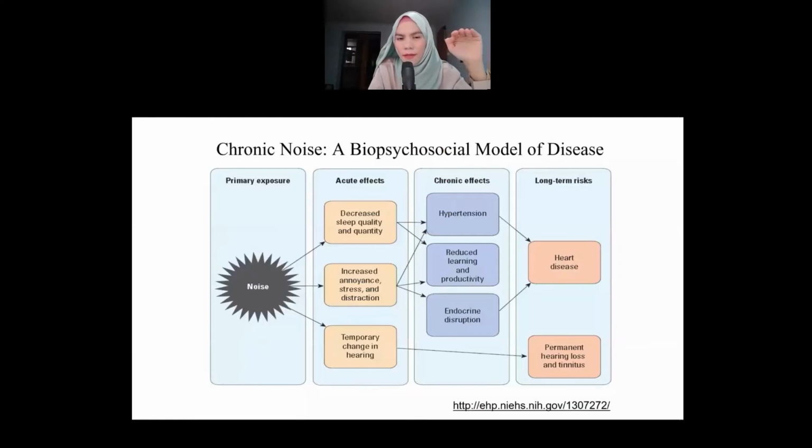Noise affects not only permanent hearing loss and tinnitus, but also heart disease. How? A key effect is decreased sleep quality and quantity, which leads to hypertension, reduced learning and productivity. Loud noise increases annoyance, stress, and distraction. So it causes hypertension, reduced learning productivity, and endocrine disruption, with a long-term effect of heart disease.